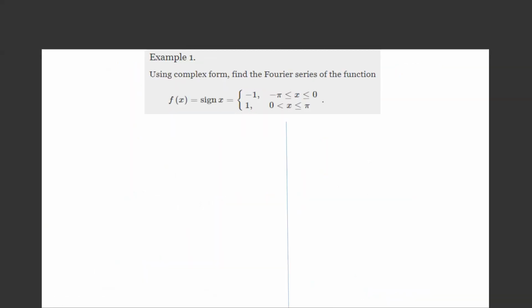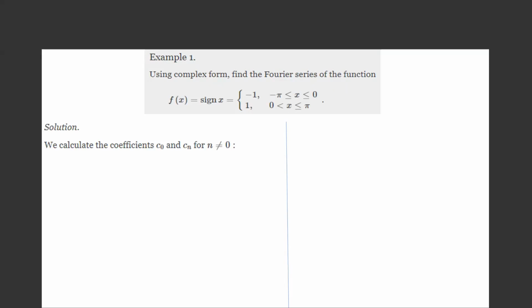Let's go for this nice example. We saw this one in the real Fourier series. We know this kind of wave: from minus pi to 0, f(x) is minus 1, so you have a horizontal line parallel to the x-axis at y equal to minus 1. And from 0 to pi, you have a horizontal line parallel to the x-axis at y equal to 1.